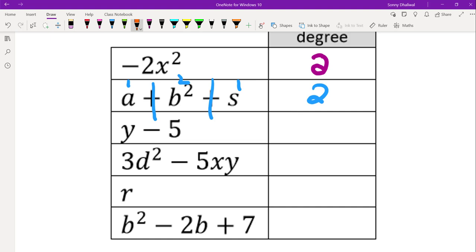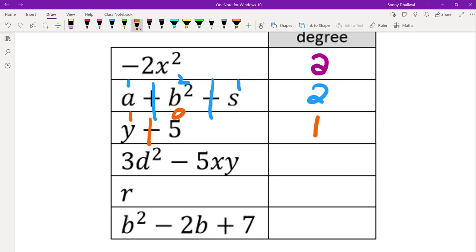Everything we're doing is finding the terms. There's 2 terms, a term here and a term here. What's the degree of the first term? What do you think, Abby? 1. What's the degree of the second term? 0. Yeah. So the biggest number we said? 1. Okay. Next one.